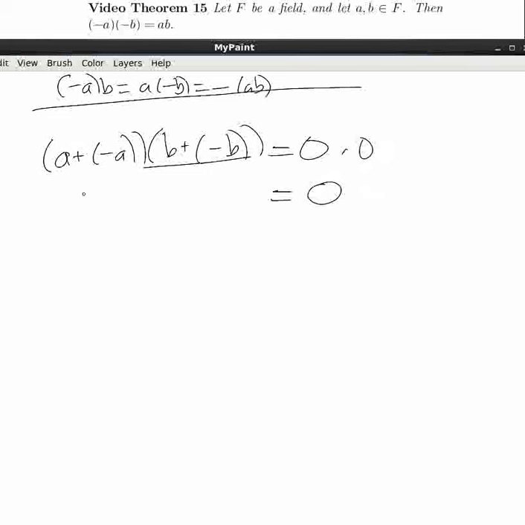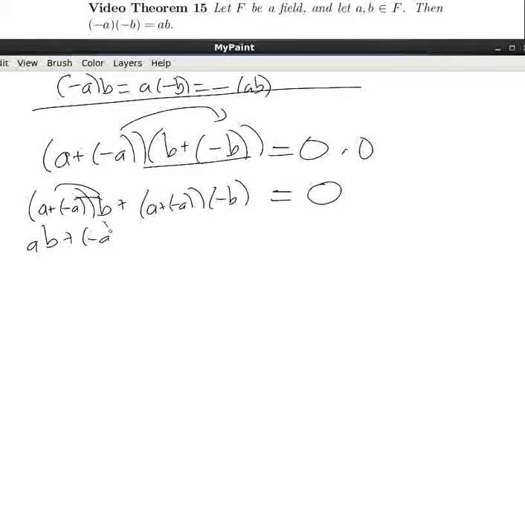And now what I can do is use the distributive law here. So A plus negative A times the first thing, I can distribute that through here. This is foiling, except really it's just the distributive law a whole bunch of times. Now I can use the distributive law again to go there and there. So we get AB plus negative AB plus, distributive law there and there, A times negative B plus negative A negative B equals 0.